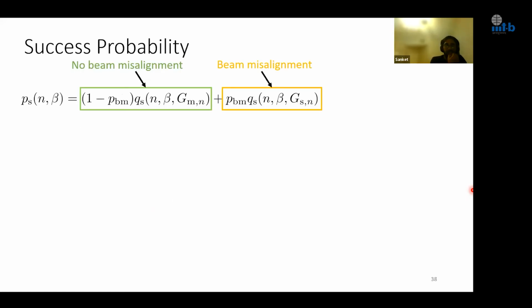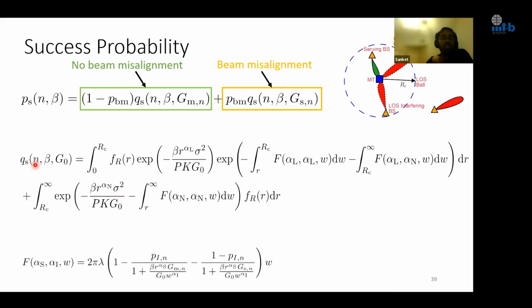Now, let's say this expression gives the analytical expression for the success probability. So this will be a big expression, but I will show how we can decompose this equation to get insight. There are two main parts of this equation. One is the success probability when there is no beam misalignment, which happens with probability 1 minus PBO, and QS is the corresponding success probability, which depends on the number of beams, the SINR threshold, and the main lobe gain. And also there is the success probability when there is beam misalignment. So this is a simple probability formula.